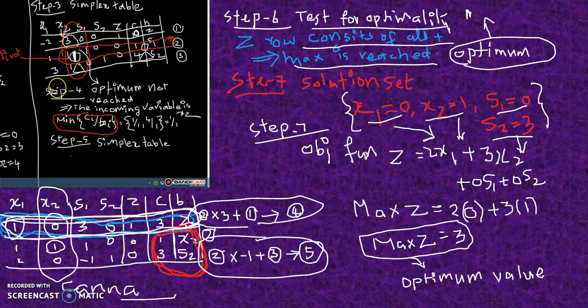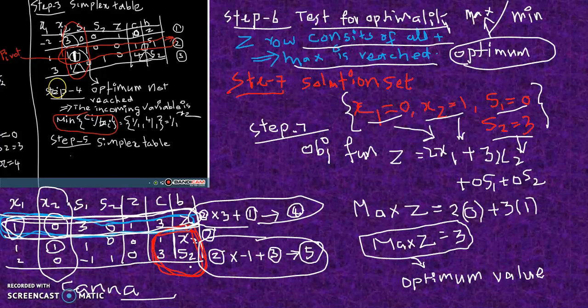Optimum means it may be a maximum or minimum according to the problem that we have. According to the problem we have, this is maximum. In some cases it is minimum. In our case it is maximum, so maximum is reached. Okay, now what is the solution set here? Now look at this, x2 is equal to 1, s2 is equal to 3. This is the solution set. The variables not coming here, those values are 0.